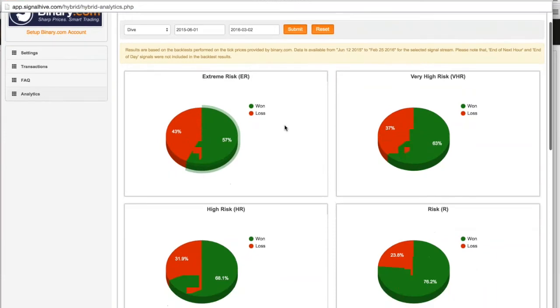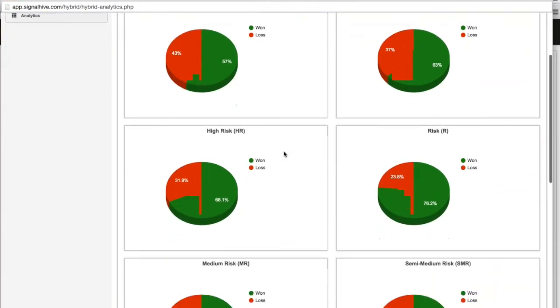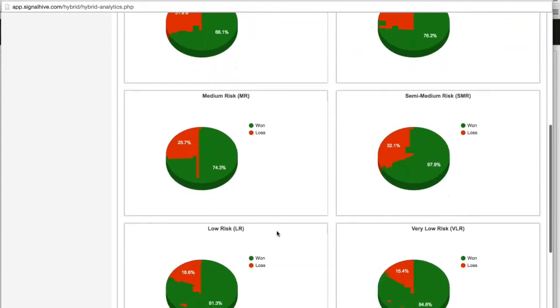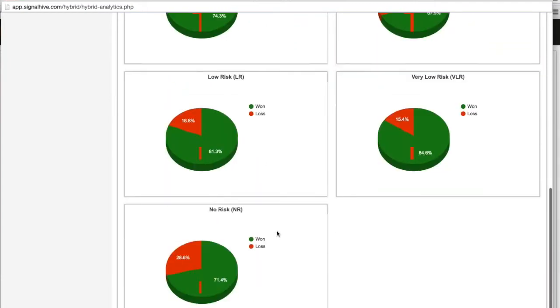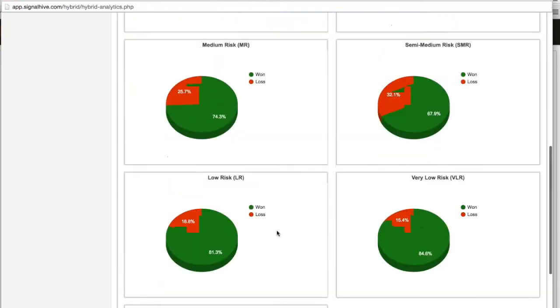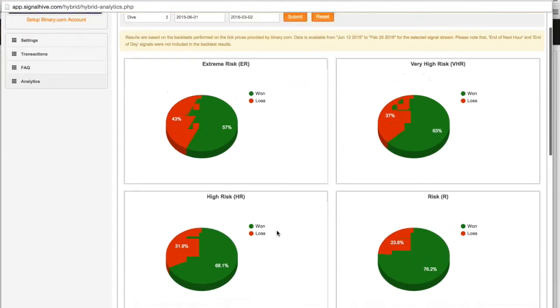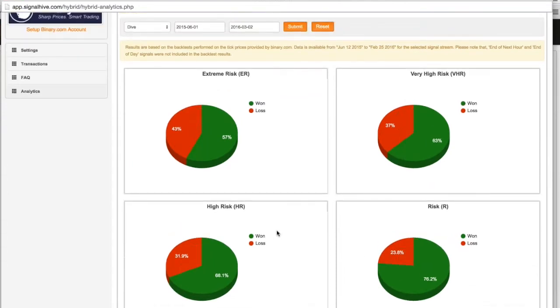And if you scroll down, you will see that as you reduce the risk settings, and Hawkeye kicks in, you'll notice that the pie becomes more and more green, largely speaking. So it works really well, which means you should defer the investment decision, whether to go into the signal or not, to the Hawkeye risk setting. And immediately you'll see here with Dive, you don't like the ER, it's 57%. That is pretty lackluster, it leaves a lot to be desired. With VHR, it's pretty decent, 63%.